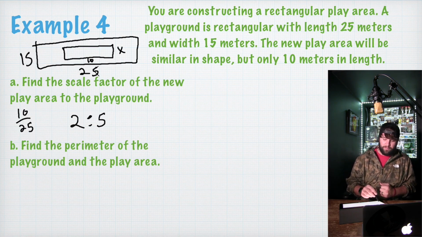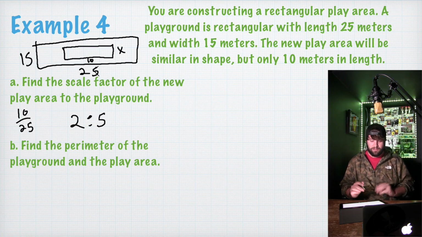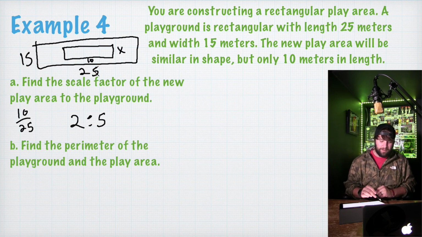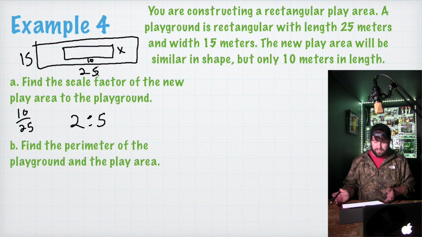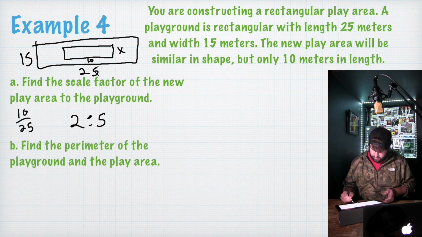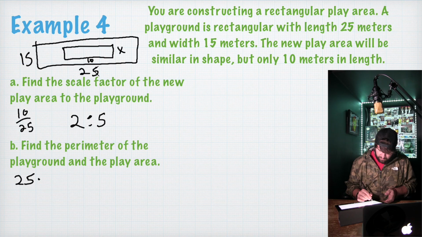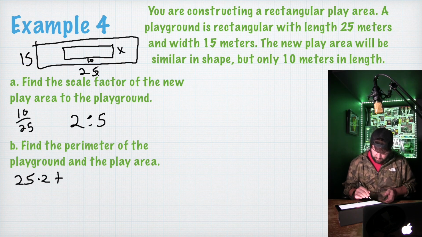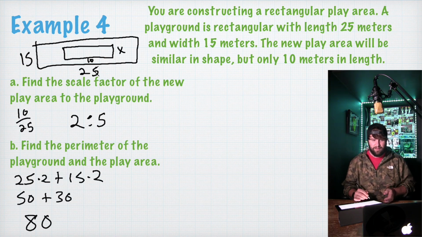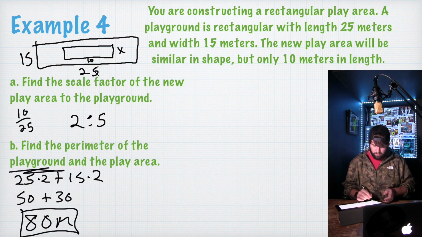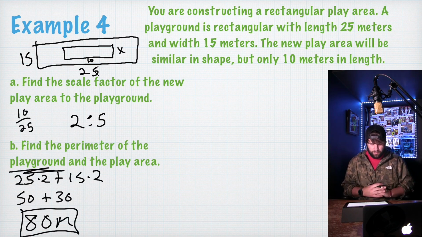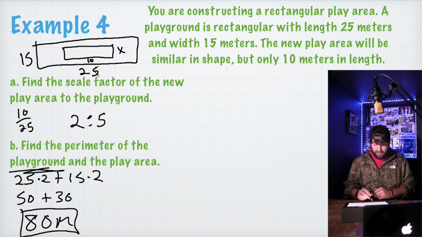Well, finding the perimeter of the playground is straightforward. It's going to be 25 times 2 plus 15 times 2. So let me write that down. 25 times 2 plus 15 times 2. So we have 50 plus 30. So we have 80 meters as our playground's perimeter. So now they want us to find the play area.